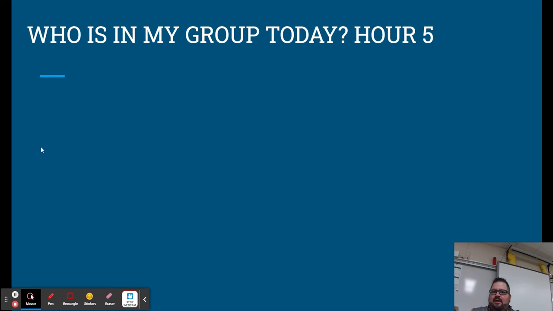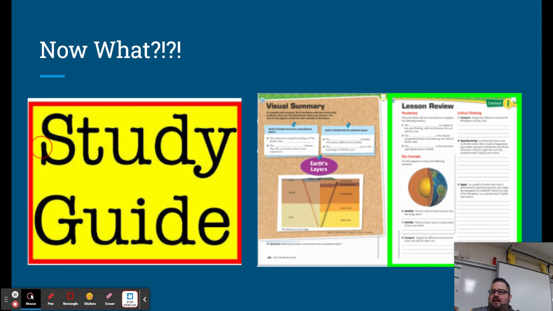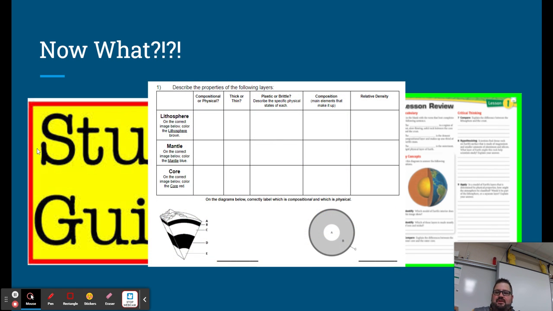And then we'll get into groups and we'll start working. So some things that you can be working on: there's a section on your study guide that we can work on, the lesson review that you can be working on, and finishing the worksheet. Those are all things that you can be doing today.